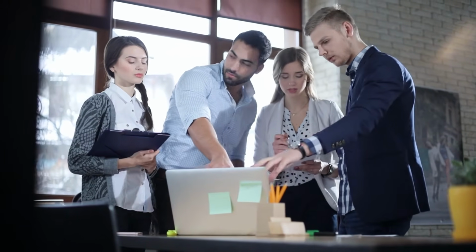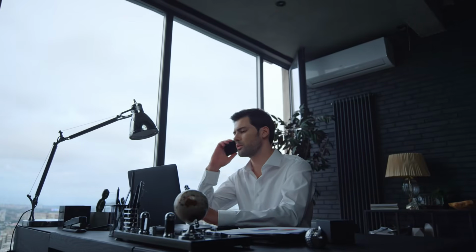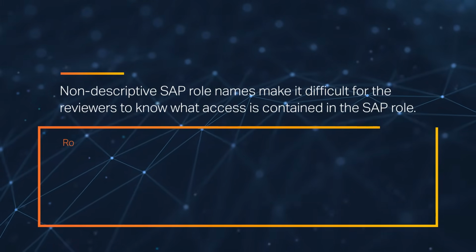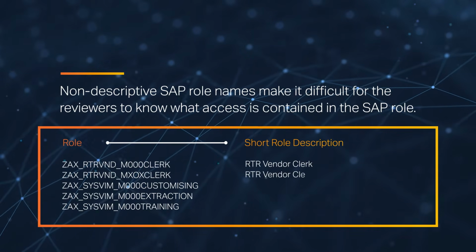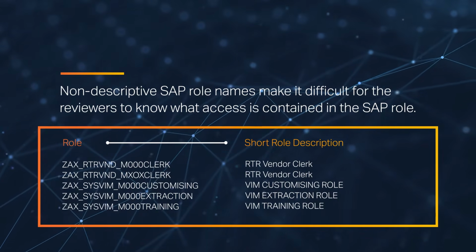In addition to the effort required by the business users to carry out the user access review, it is often the case that the effort does not justify the value of the exercise. Due to the complexity of the SAP roles and the solutions being used, many organizations perform this exercise merely to tick an audit box with limited actual benefit or value to the business. Challenges such as non-descriptive SAP role names make it difficult for the reviewers to know exactly what access or functionality is contained in the SAP role and what it entitles the user to.